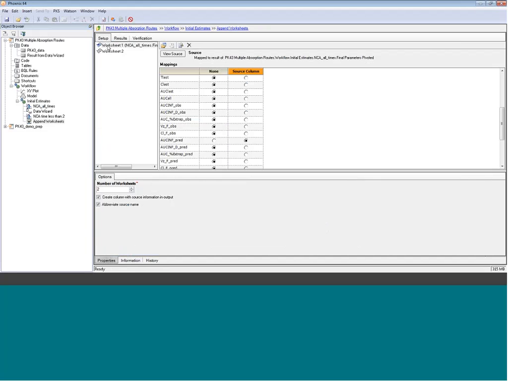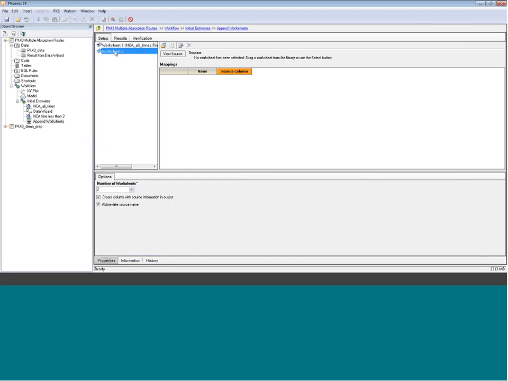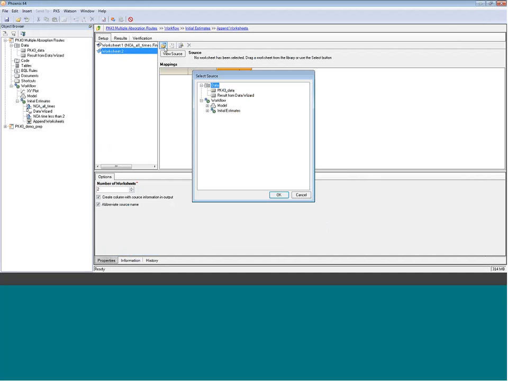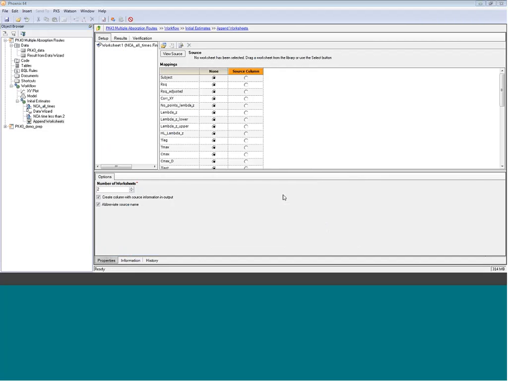And with the append worksheet, we have 2 worksheets, worksheet 1 and worksheet 2. So the first worksheet is from the NCA from the entire profile. Worksheet 2 will be the NCA from the time less than 2. And I'll take its final parameters pivoted worksheet. Again, mapping both subject and AUC infinity as source columns.